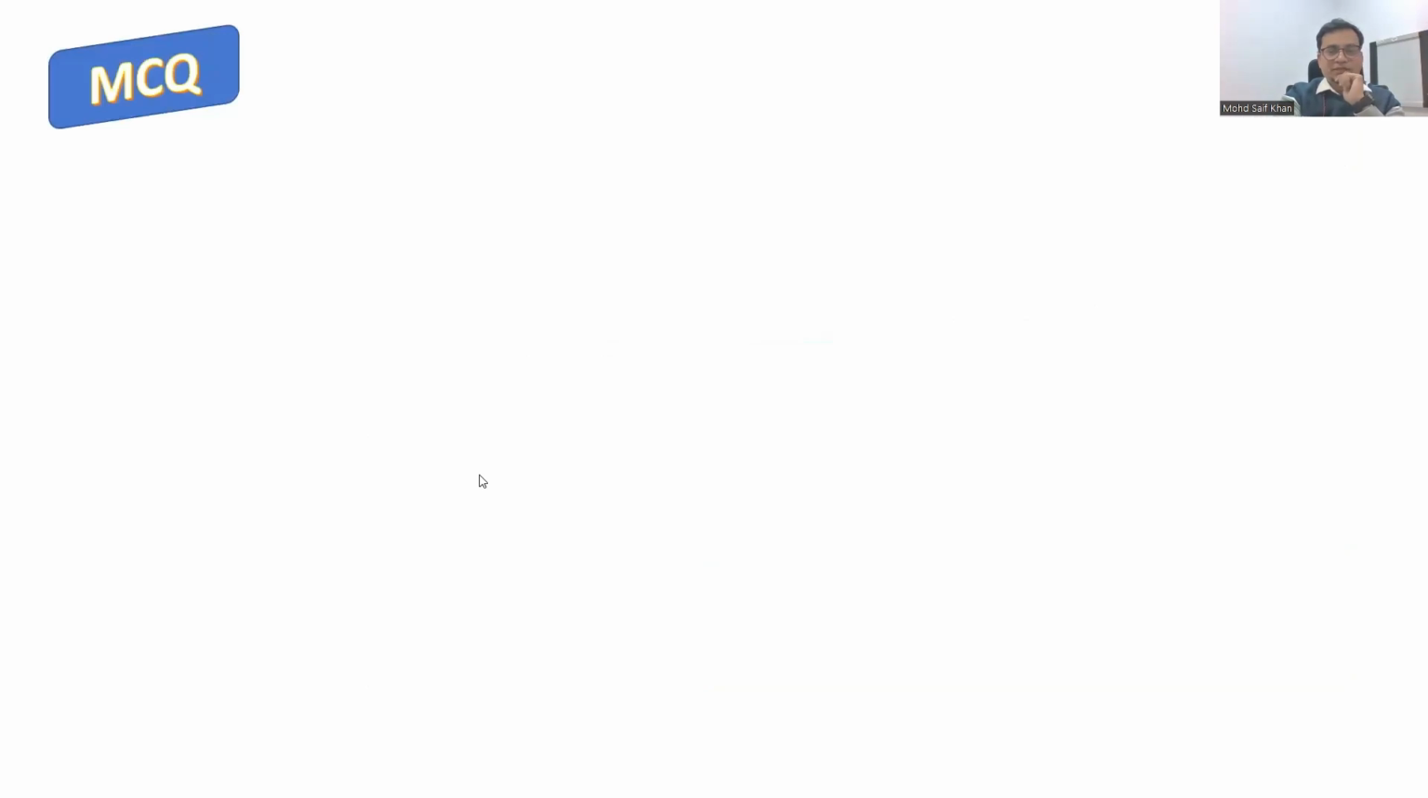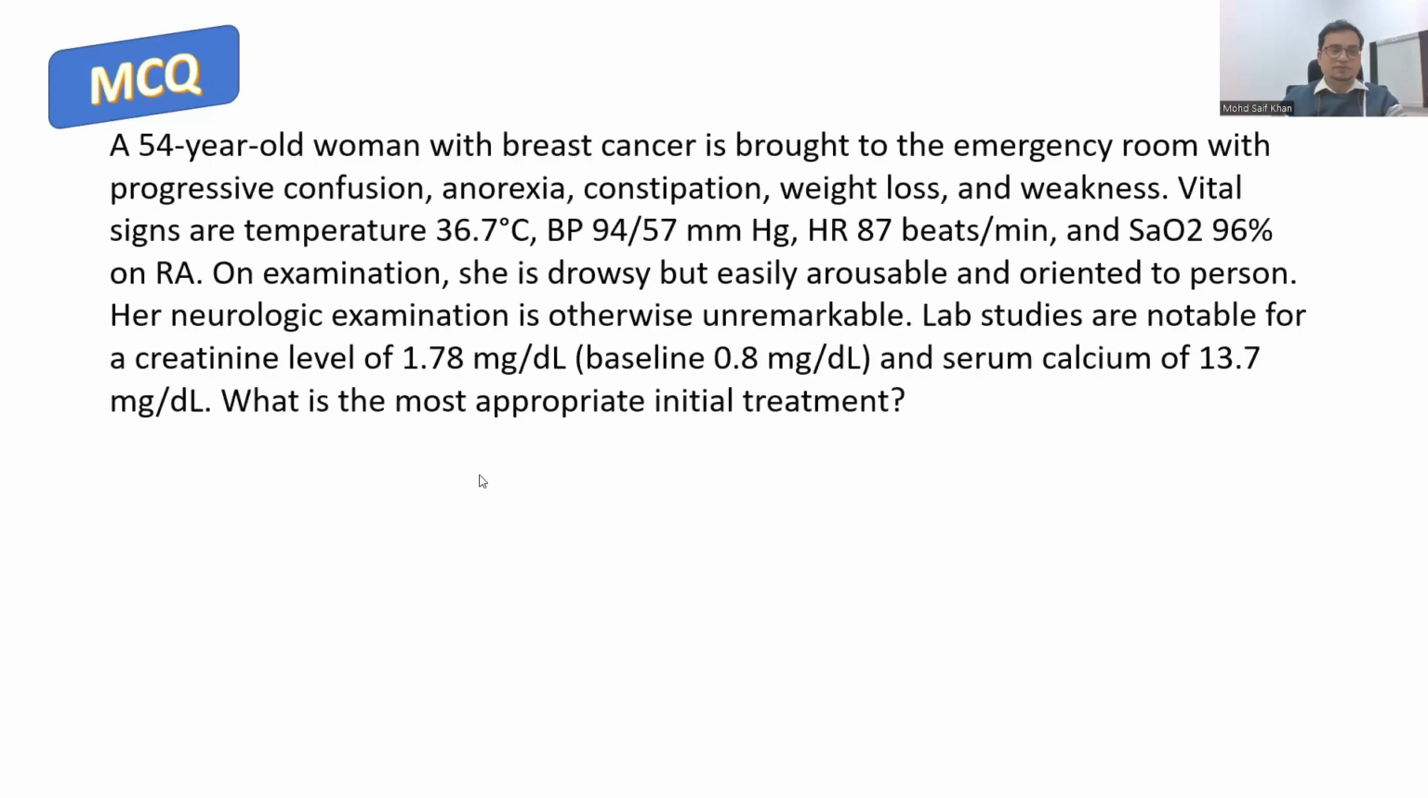So now we have another MCQ for you to understand another disease related complication. So this is the case for you. A 54-year-old woman with breast cancer is brought to emergency room with progressive confusion, anorexia, constipation, weight loss, and weakness. Vital signs are temperature of 36.7, BP of 94 over 57, heart rate 87, and SaO2 96% on room air. On examination, she is drowsy but easily arousable and oriented to person. Her neurological examination is otherwise unremarkable.